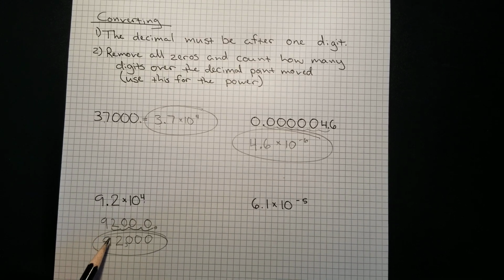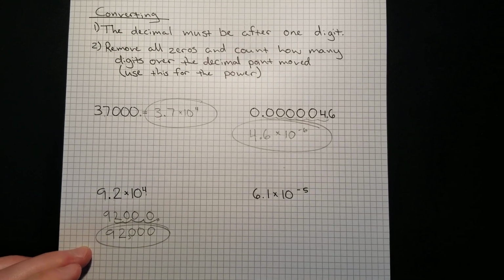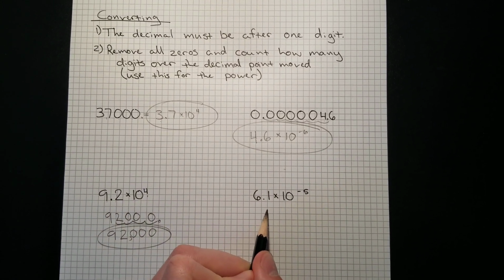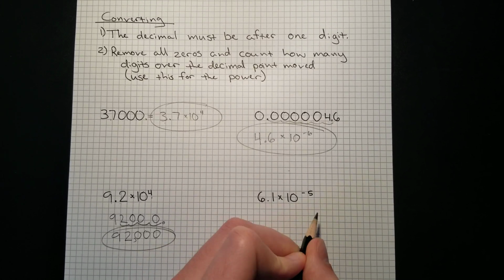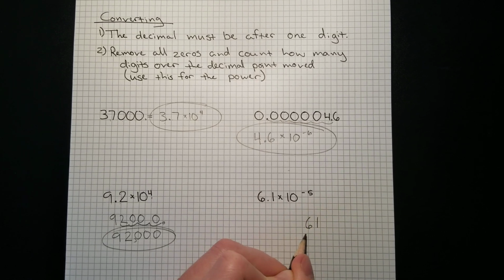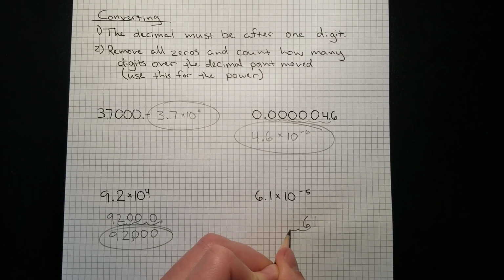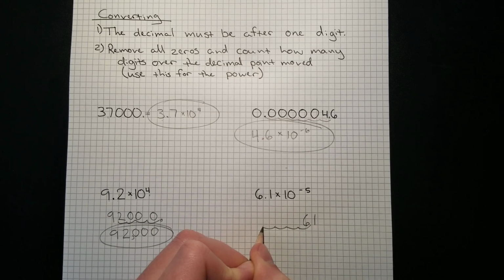So figure out how many times you have to move the decimal, and then just move that decimal. That's it. Same thing here, except it's a negative, so that means we're going to move the decimal the other way. So we'll have a 6 and a 1, and we go back 1, 2, 3, 4, 5.